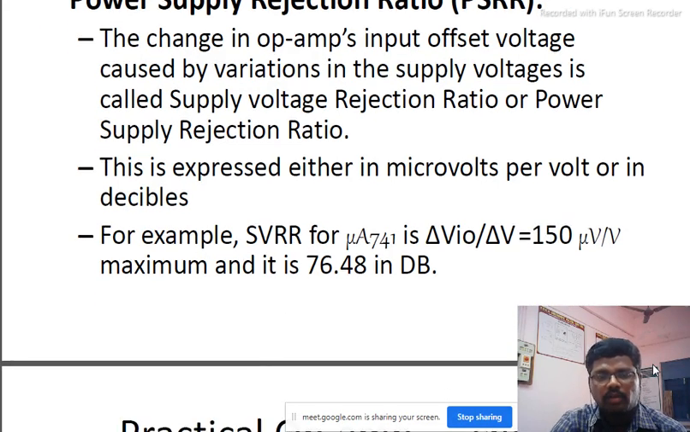For example, the supply voltage rejection ratio for the μA 741 is 150 microvolts per volt maximum, and 76.48 in decibels. This is called the power supply rejection ratio.